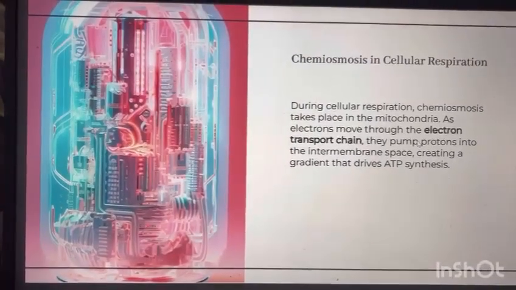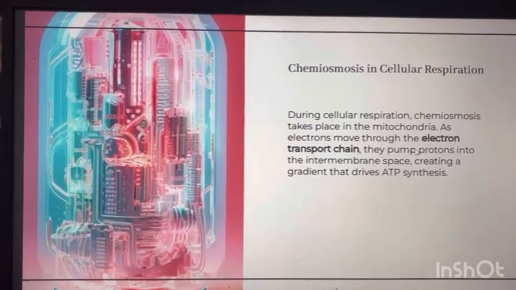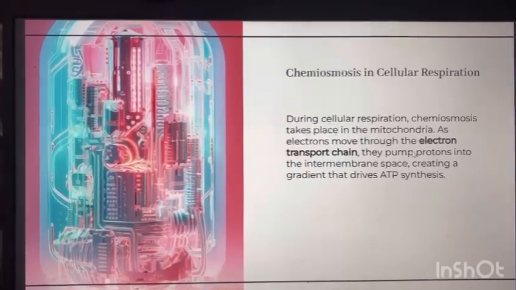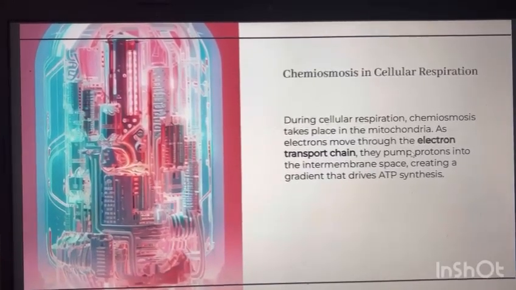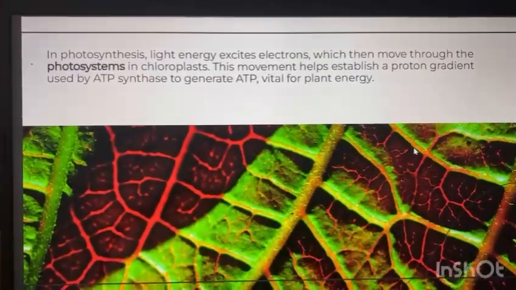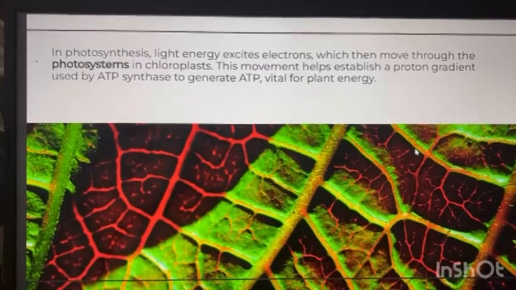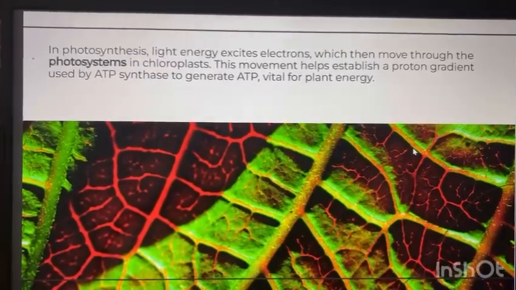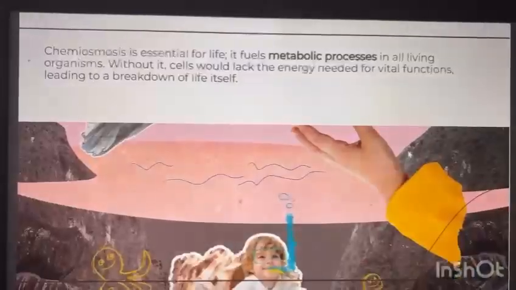Chemiosmosis in cellular respiration. During cellular respiration, chemiosmosis takes place in the mitochondria as electrons move through the electron transport chain. They pump protons into the intermembrane space, creating a gradient that drives ATP synthesis. In photosynthesis, light energy excites electrons, which then move through the electron transport chain in the chloroplast. This movement helps establish a proton gradient used by ATP synthase to generate ATP, vital for plant energy.